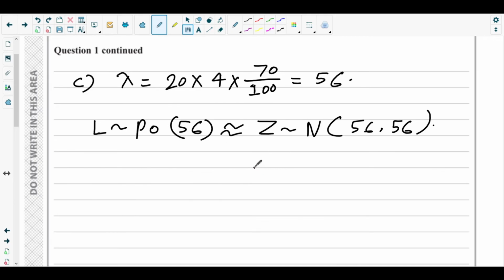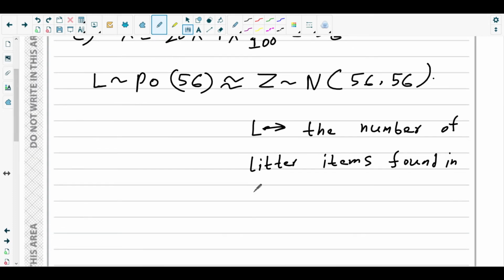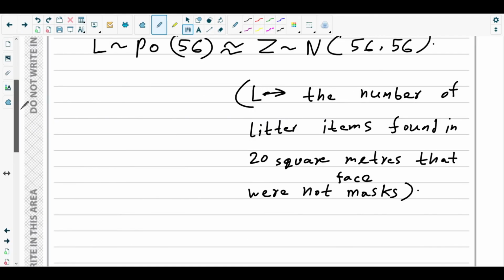So what does L represent? It represents the number of litter items found in how much area? In 20 square meters, that were not face masks. That's it. Now it's time for finding the probability.